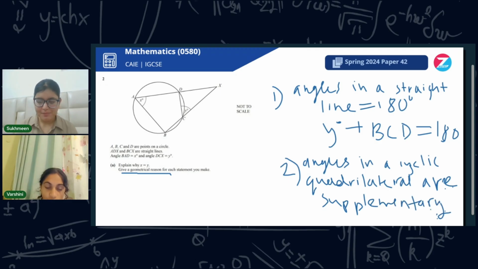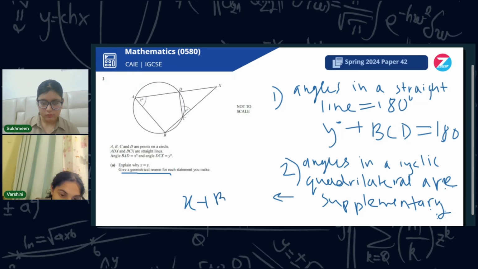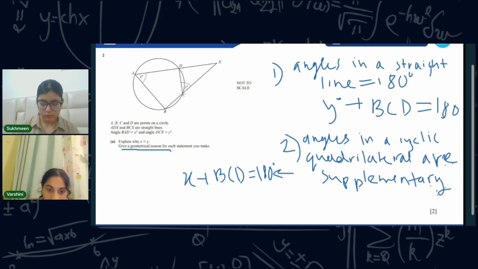Don't just write these statements. You have to give the reasons, otherwise you won't get any marks. So over here, since we know that these angles are supplementary, we can also say that x plus BCD equals 180. And over here, y plus BCD equals 180.